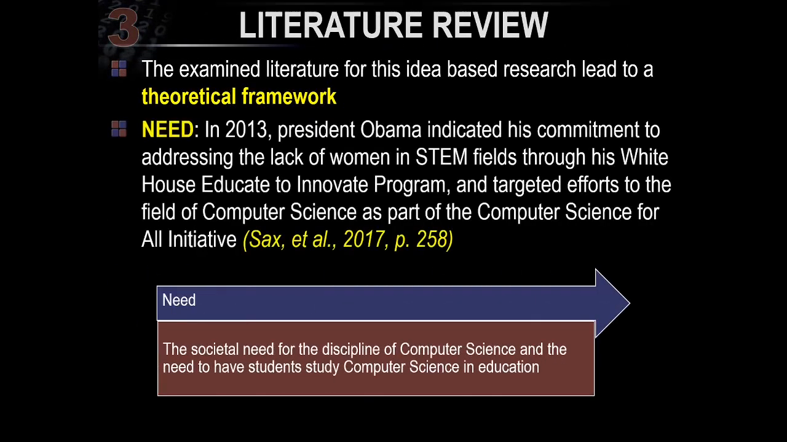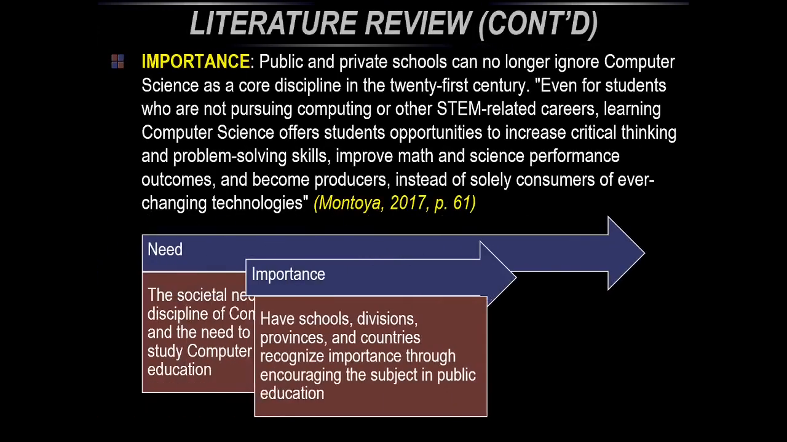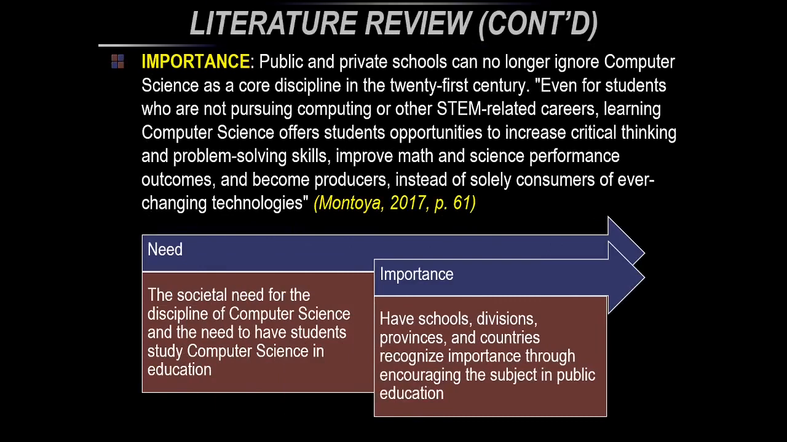Okay, so in my literature review, I'm going to set up what I like to call a theoretical framework, starting with the need for computer science education. As you can see by my citation there, computer science education in the education field is growing in need throughout North America and the world overall. Then from there, I'm going to move to the importance of public and private schools recognizing computer science as a core 21st century discipline.